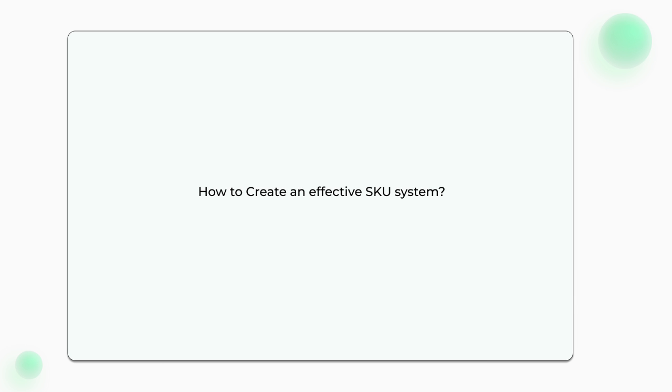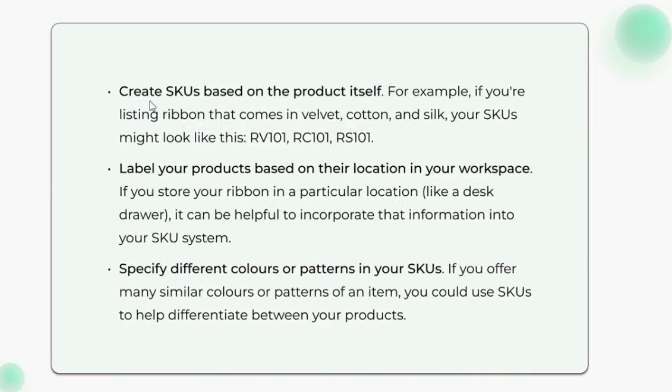How to create an effective SKU system. Create SKUs based on the product itself. For example, if you're listing ribbon that comes in velvet, cotton, and silk, your SKUs might look like this. Label your products based on their location in your workspace. If you store your ribbon in a particular location, like a desk drawer, it can be helpful to incorporate that information into your SKU system.